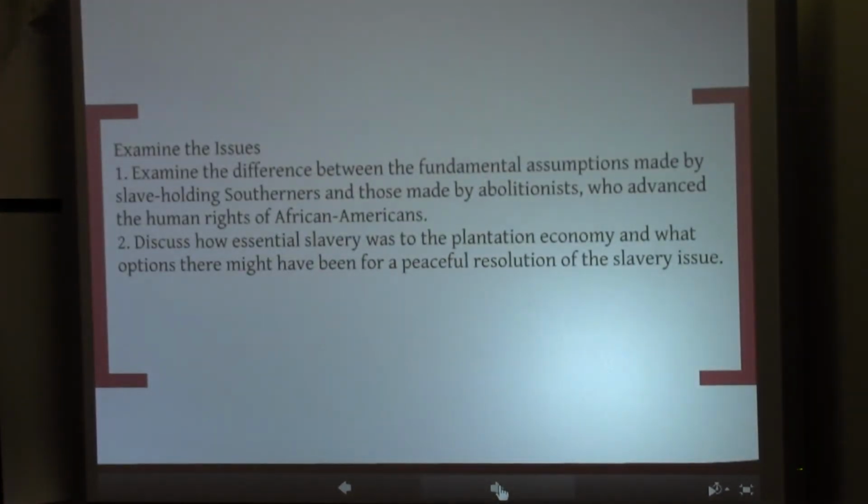Among the issues, we'll be examining differences between the fundamental assumptions made by slaveholding Southerners and those made by abolitionists, most of whom lived in the North, who advanced the human rights of African Americans. We'll also be discussing how essential slavery was to the plantation economy, and what options there might have been for a peaceful resolution of the slavery issue.